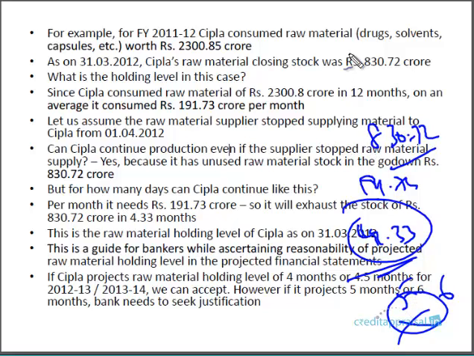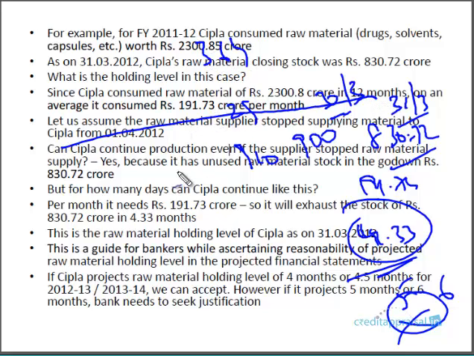But what if on 30th March, this is the 31st March figure, 830 is the 31st March figure. What if on 30th March the raw material stock was 900 crores? What if on 29th it was 910 crores? What if for the previous 364 days the average is actually 925 crores? We don't know, right? This is only on that particular day, but we are using this figure as a basis and arriving at the holding level.